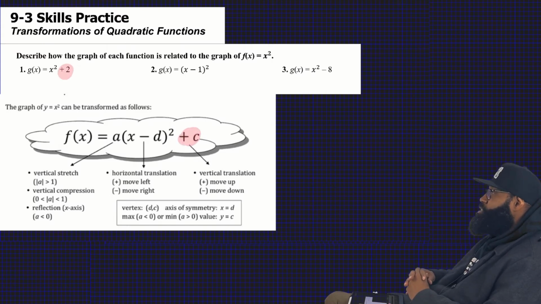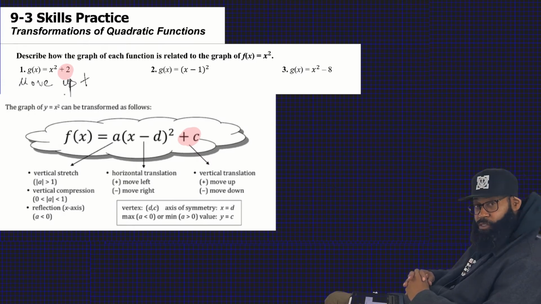So as I highlight and show, there's the +2. There is no d. The a is an invisible 1, so that's what I'm looking at. I'm looking at g of x or f of x, whatever you want to call it. It's going to move up 2. Vertical translation.